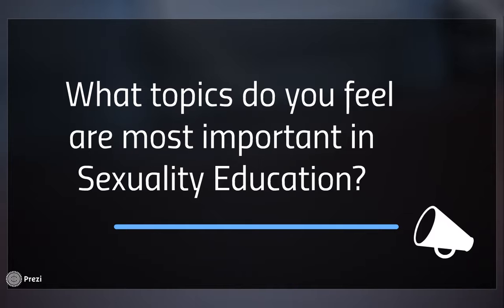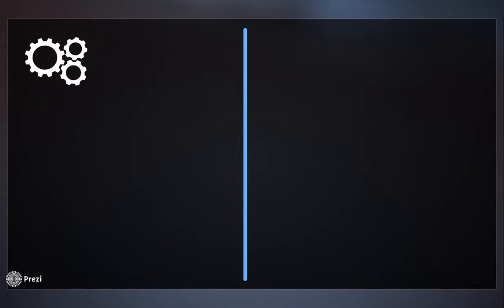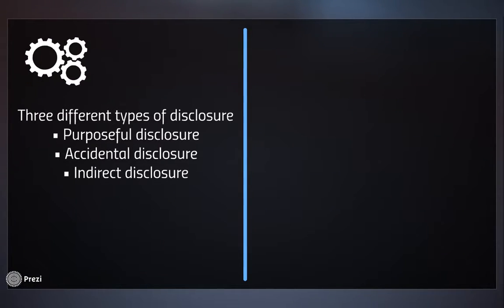Okay guys, we're going to move on to disclosure and different strategies we can use. It's important that students feel comfortable disclosing information and asking questions, as we have a duty of care as teachers to keep students feeling safe and included. There are 3 different types of disclosure that you as teachers need to keep aware of.